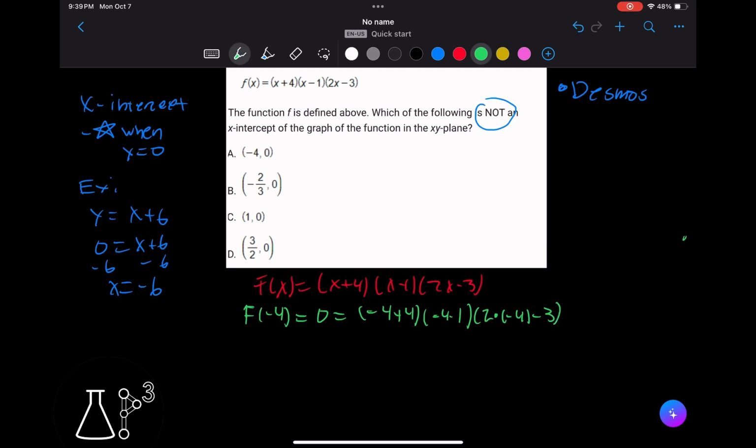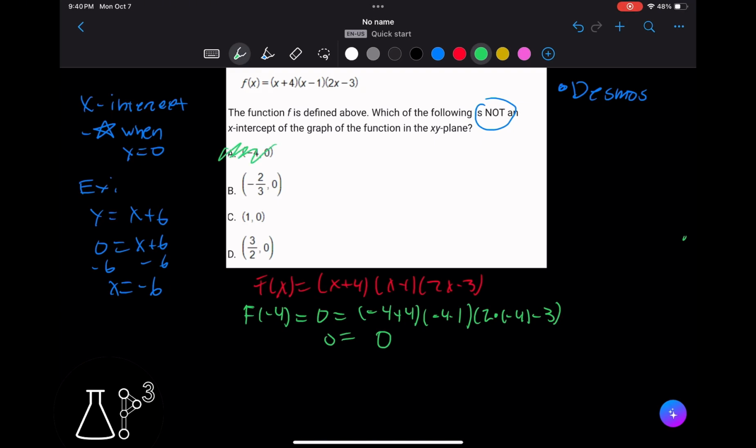So now I have to see a pattern. Notice something right here. When I do negative 4 plus 4, I get 0. And notice how the other two parentheses after that one are all multiplying. Because one of the parentheses equals 0, the whole function equals 0. Anything that's multiplied by 0 is always going to equal 0. Therefore, when I plug in negative 4, both sides give me 0. So A has an x-intercept. That is the wrong answer, because we're looking for a value that is not the x-intercept.